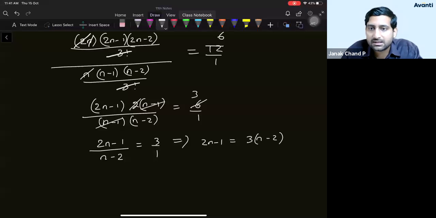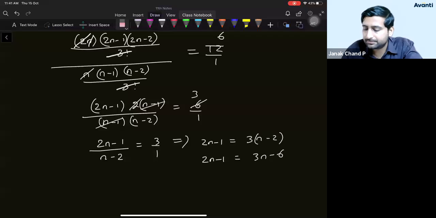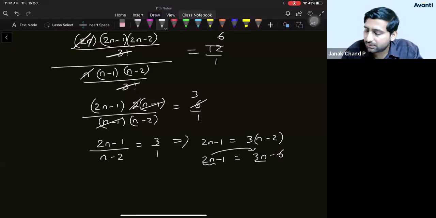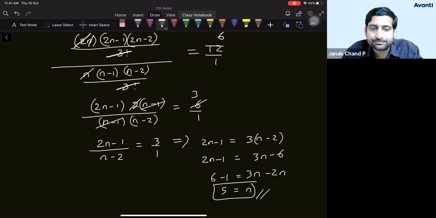Yes, very good, that is correct. So simplify this. This is 2n minus 1 is equal to 3n minus 6, right? So you can simplify these two, this value and this. If this goes on the opposite side, what will you get? It will become just n. If this minus 6 comes on the other side, let me just do that. So I can write this as 6 minus 1 is equal to 3n minus 2n. So this will be 5 is equal to n, and that is the answer.